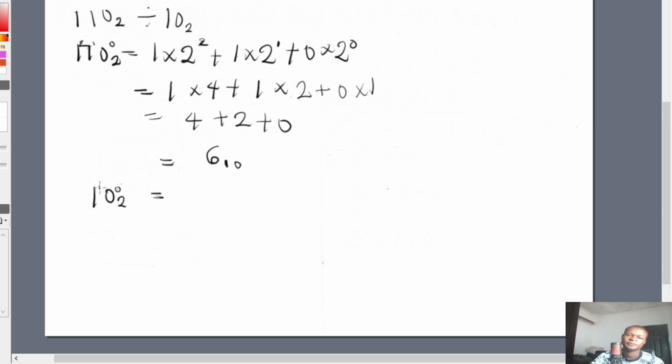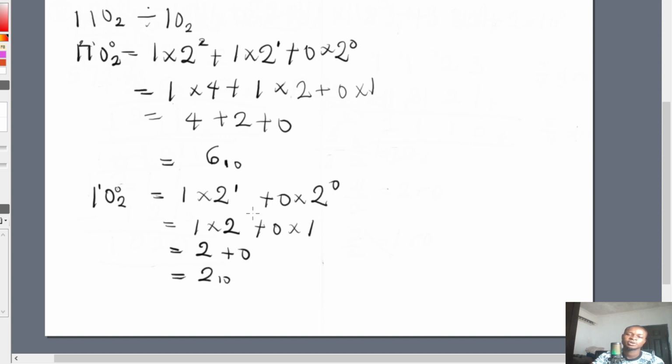That will be 0, 1. I'm having 1 times 2 raised to power 1 plus 0 times 2 raised to power 0. So here the result gives 1 times 2, which is 2 raised to power 1, which is 2, plus 0 times 1. So here I'm going to be having 2 plus 0, which is 2 base 10. So if I'm only writing 2, it's still the same thing as base 10.